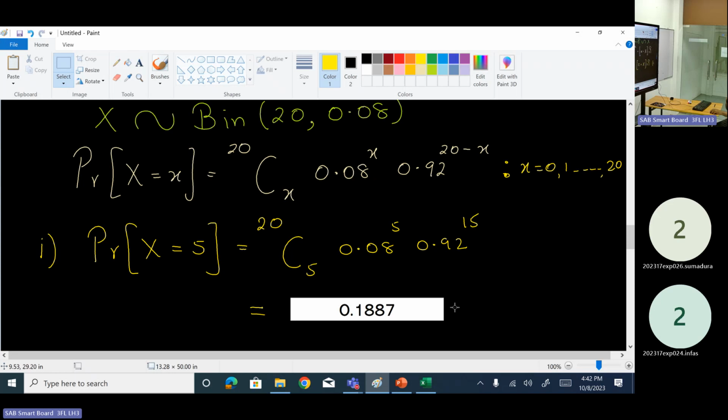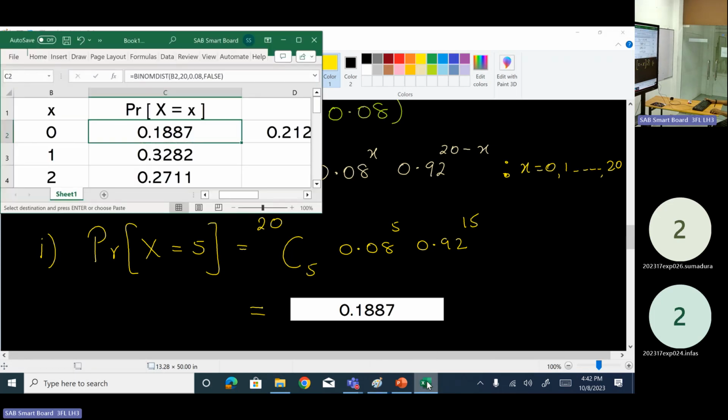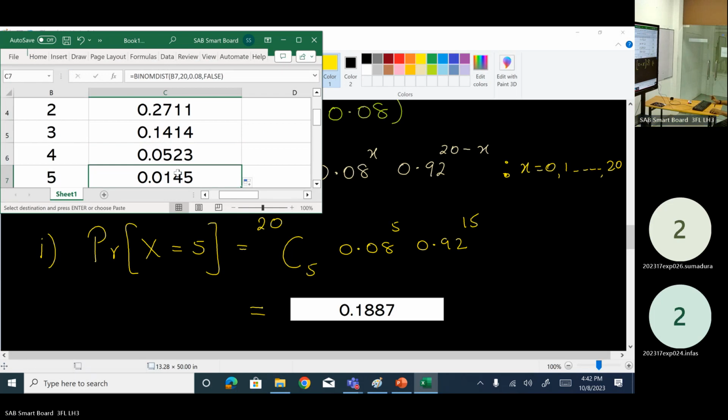Oh yes, 5, we are getting the value here, so it should be 5. Okay, 145.